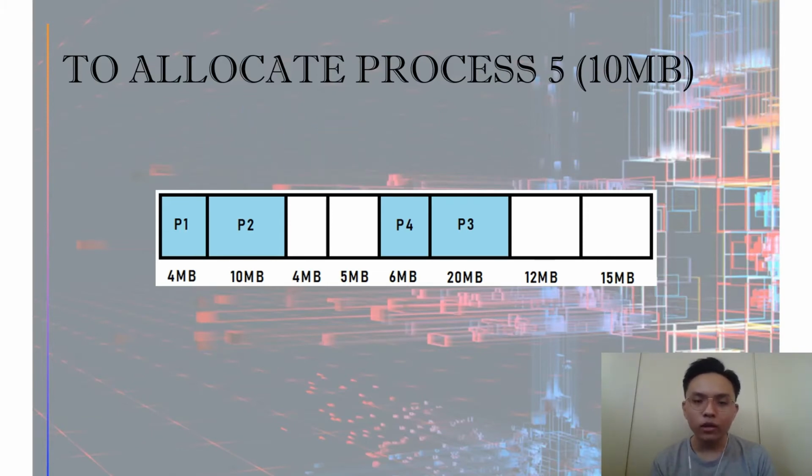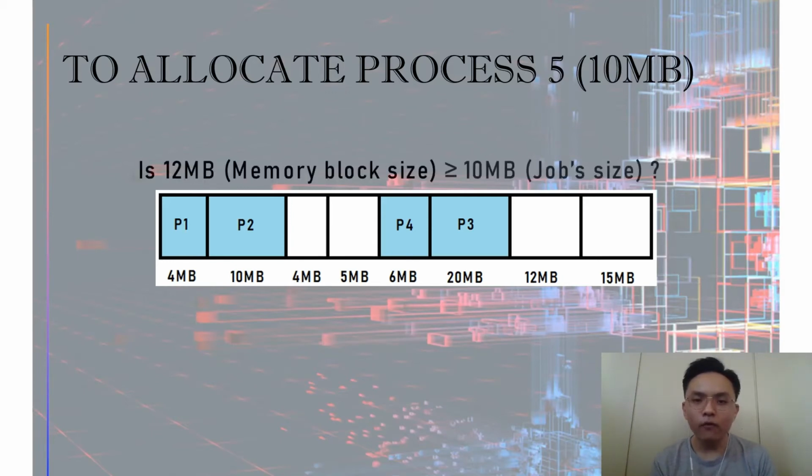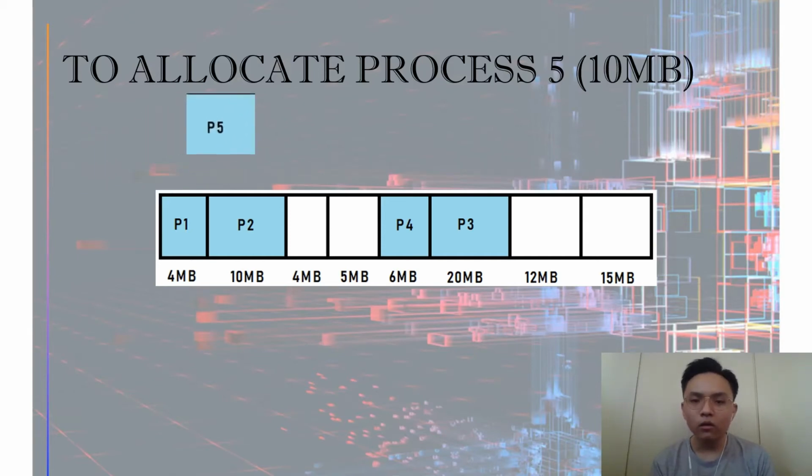Now we jump to the third free memory block of size 12 MB. Is 12 MB greater than or equal to 10 MB? Yes. So it can be allocated right after P3. So this is the memory block where all the processes are allocated.